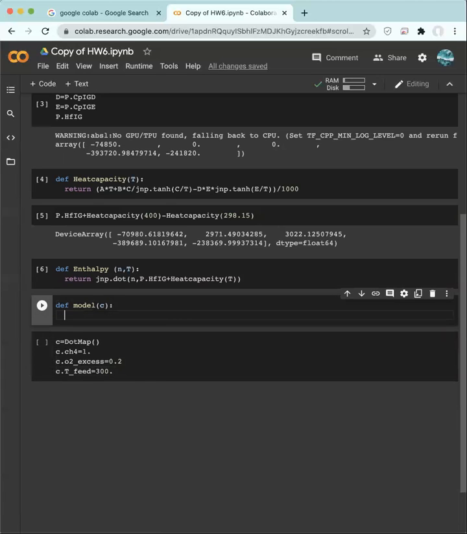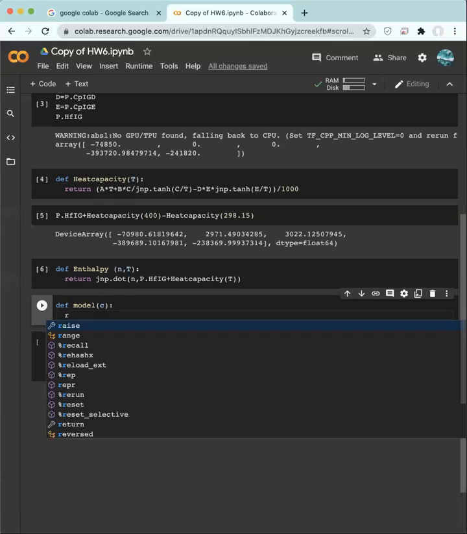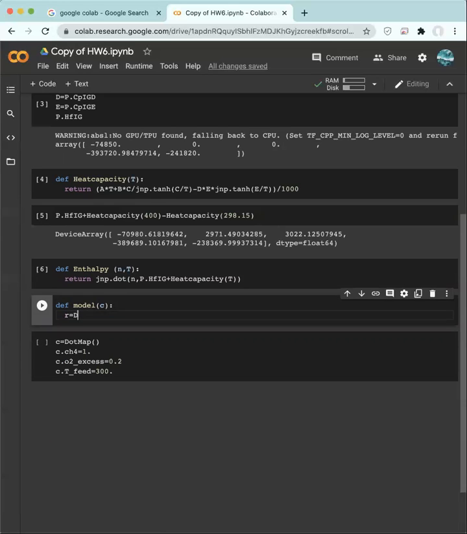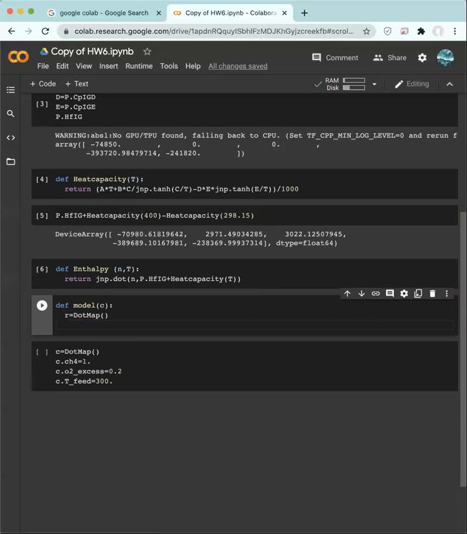And so if we come back up here, we want to create another .map. So we're going to use R because I think of results for that. So R.map. So we're going to do R.O2. So the ending result of O2 would be equal to the initial amount of CH4 times 2 times 1 plus C.O2 excess.